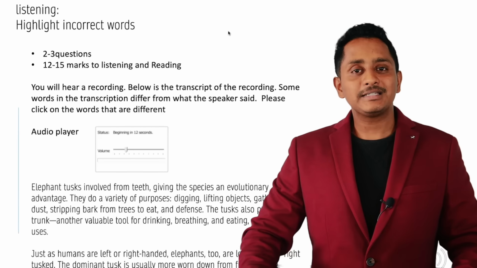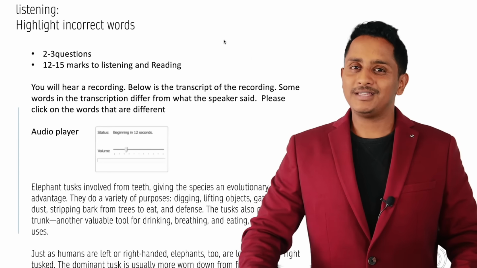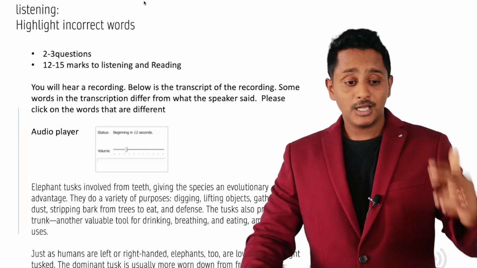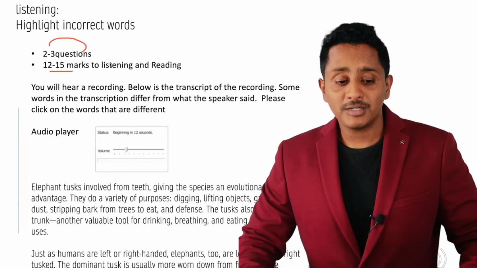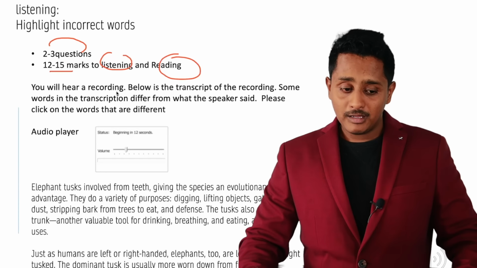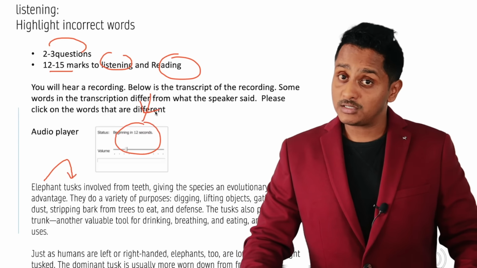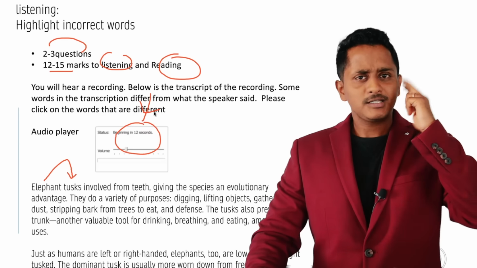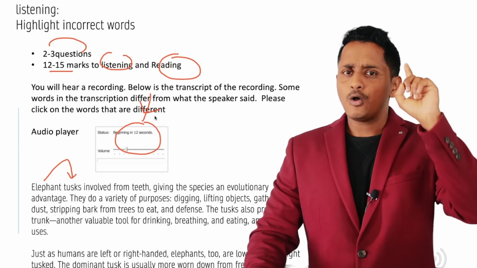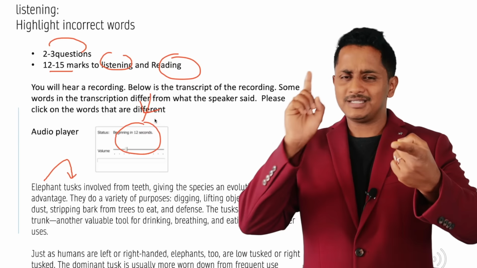Highlight incorrect words. This is a listening and reading skill. You listen and you read. 2 to 3 questions, 12 to 15 marks to listening and reading. Elephant tusks. Here probably they would have said elephant legs. You hear elephant legs, but you read elephant tusks. What you heard and what you read, there is a mismatch.